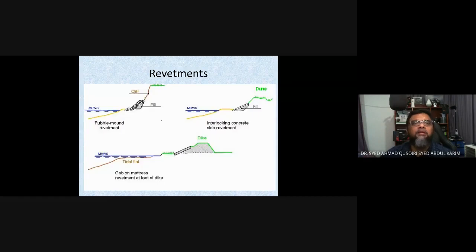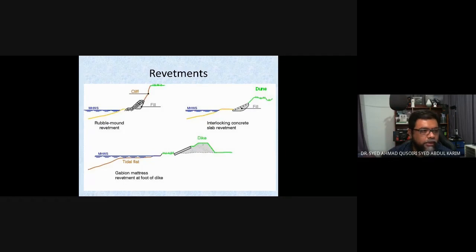Okay. So you can see here that the revetment is being used to protect this part of the slope of the cliff. Sebab kalau air terus menghempas bahagian cerun di bawah ni, this entire top part will start to fall down. Okay. So dia buat filling kat situ and then protect that fill dengan stone. Okay, rubble mound. Ini pun sama, dia fill this part and then protect it with interlocking concrete.